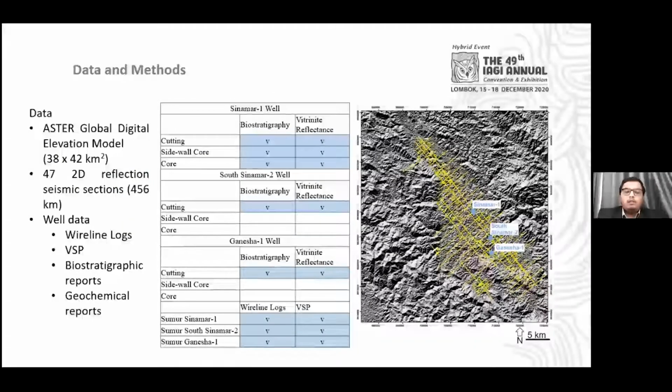We use two groups of data. The first is the remote sensing data. We use ASTER Global DEM to help us with the surface interpretation. And the second, we have subsurface data. We have 2D reflection seismic sections worth about 456 kilometers. We also have well data, which included wireline logs, VSP, biostratigraphy, and geochemical reports. We use this data to build our interpretation.